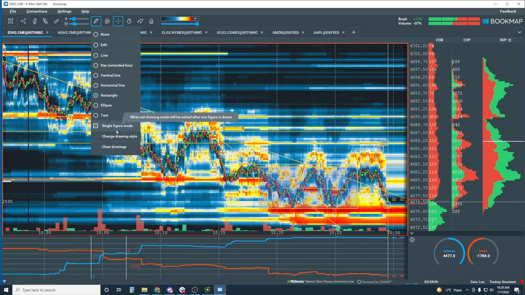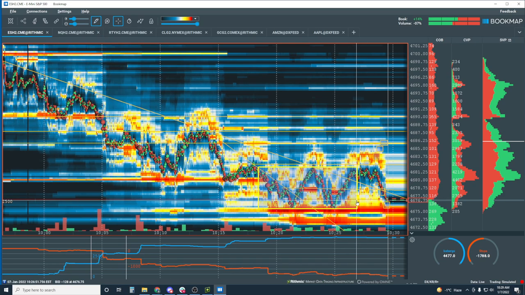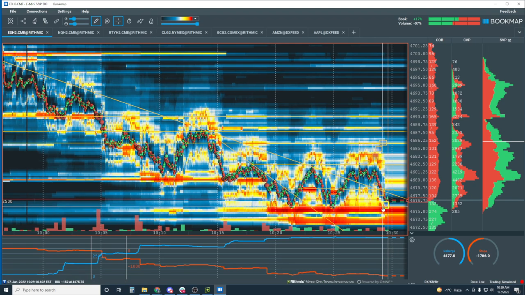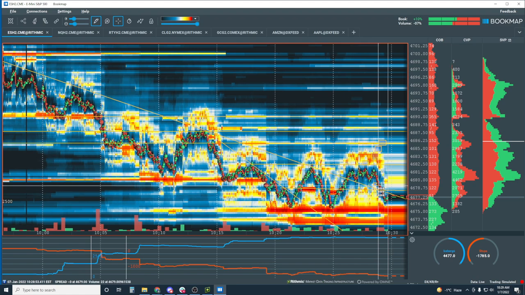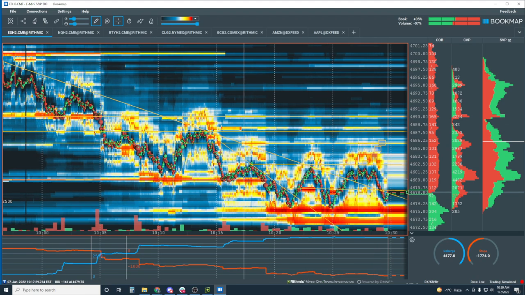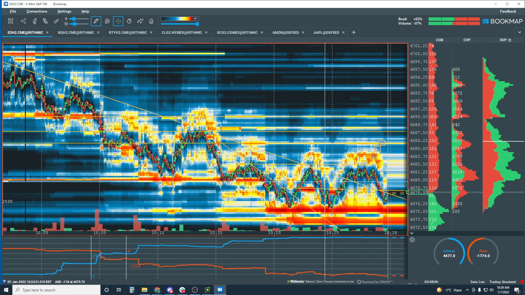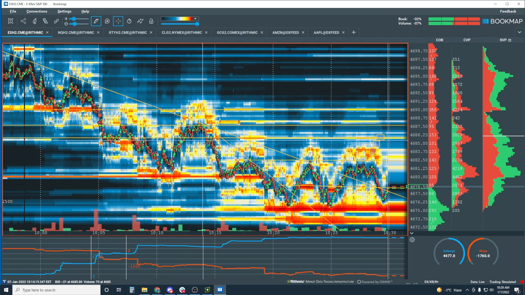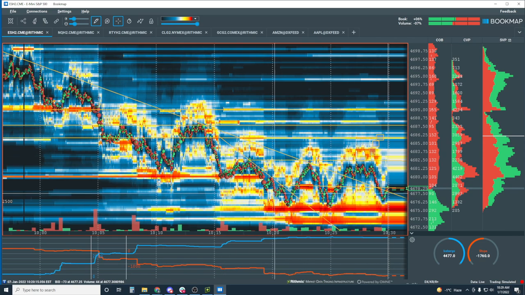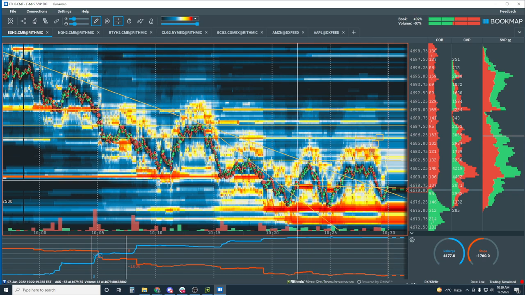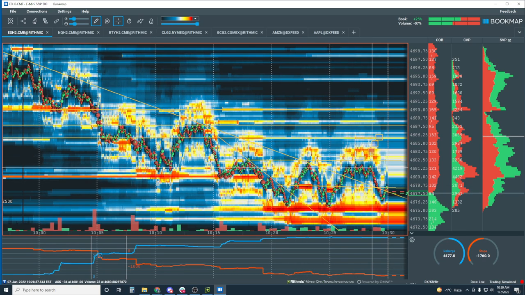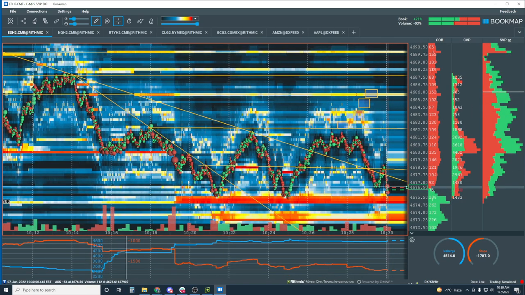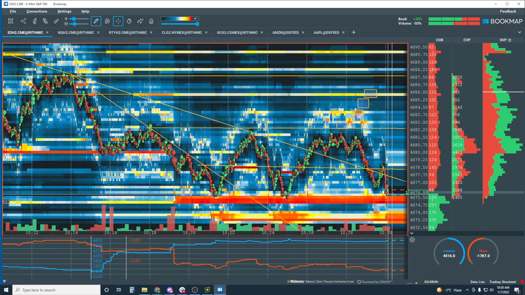Let's kind of delete some of these things so we can see it a little bit clearer. Okay. Within this consolidation structure, we're looking to see who is in control, and we don't see it, right? So it makes sense that we continue to go sideways here. Okay, so we see that the sellers are taking control, and we get the downtrend. Now we're looking at kind of buyers and sellers equaling each other here. And let's see if the sellers try to pick it up here. They could. And they could break this.